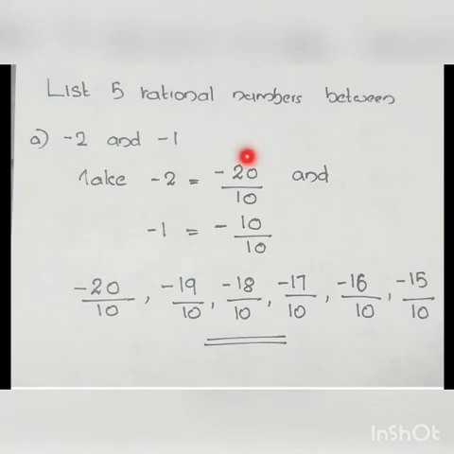Now between negative 20 and negative 10, you have enough numbers, isn't it? They are asking only for 5 rational numbers. So what are they? Negative 19 by 10, negative 18 by 10, negative 17 by 10, negative 16 by 10, negative 15 by 10. So what are the 5 rational numbers between negative 2 and negative 1? For that, I converted negative 2 into negative 20 by 10 and negative 1 into negative 10 by 10. Since the denominators are the same, between negative 20 and negative 10, I can find 5 rational numbers.